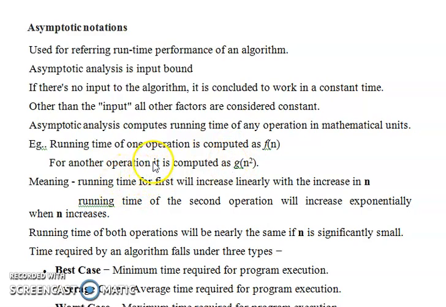The thing to be remembered here is it is a mathematical operation. Asymptotic analysis is a mathematical operation. Here n is the number of inputs. Another thing to be noticed is that when the value of n is very low, different algorithms may result in the same time.